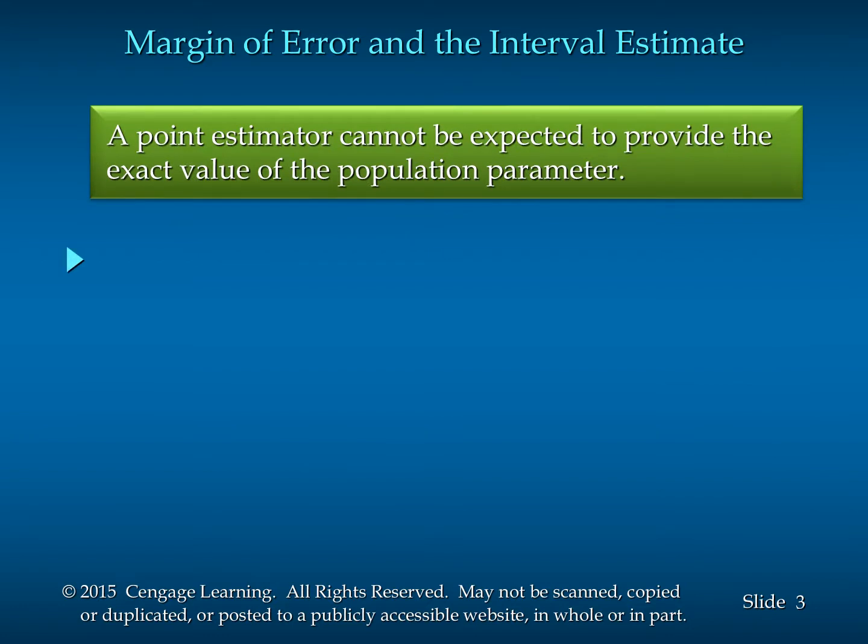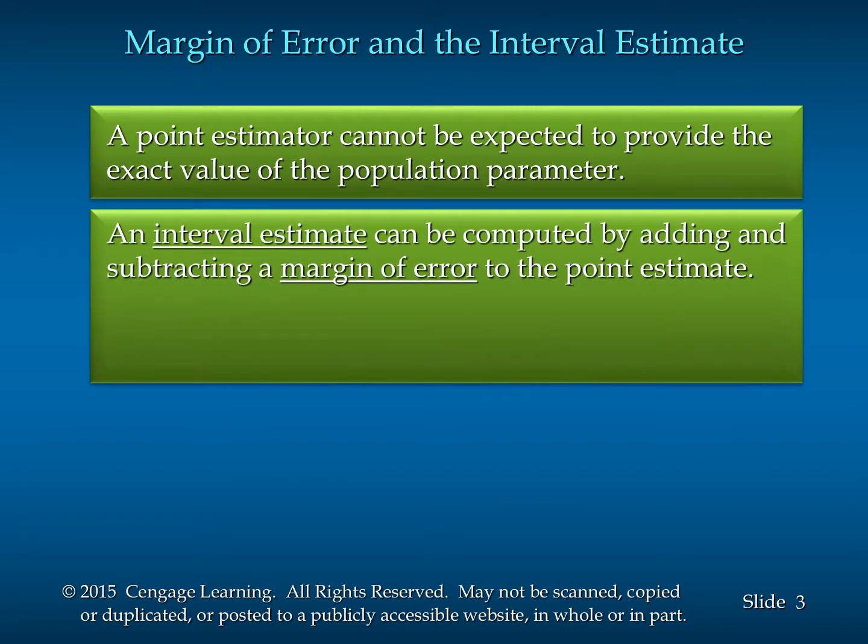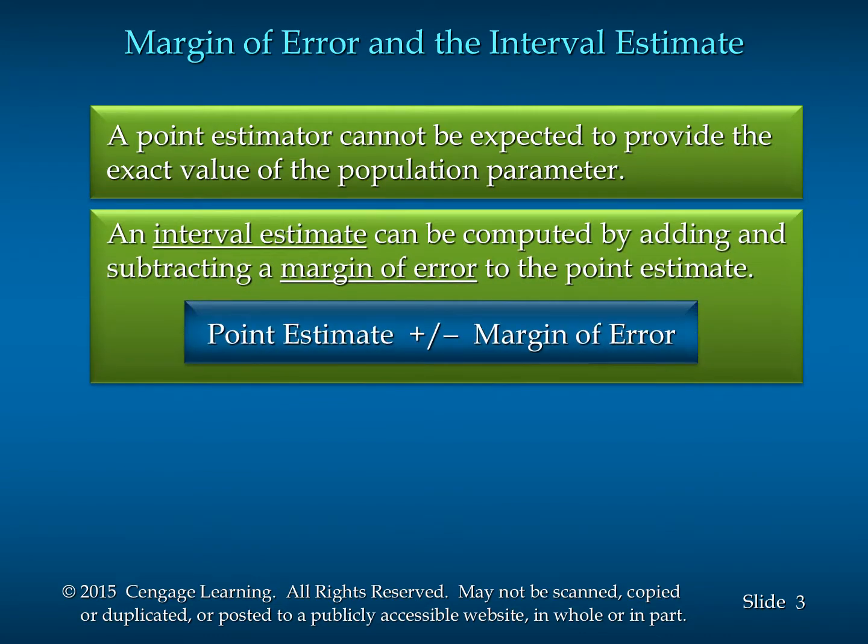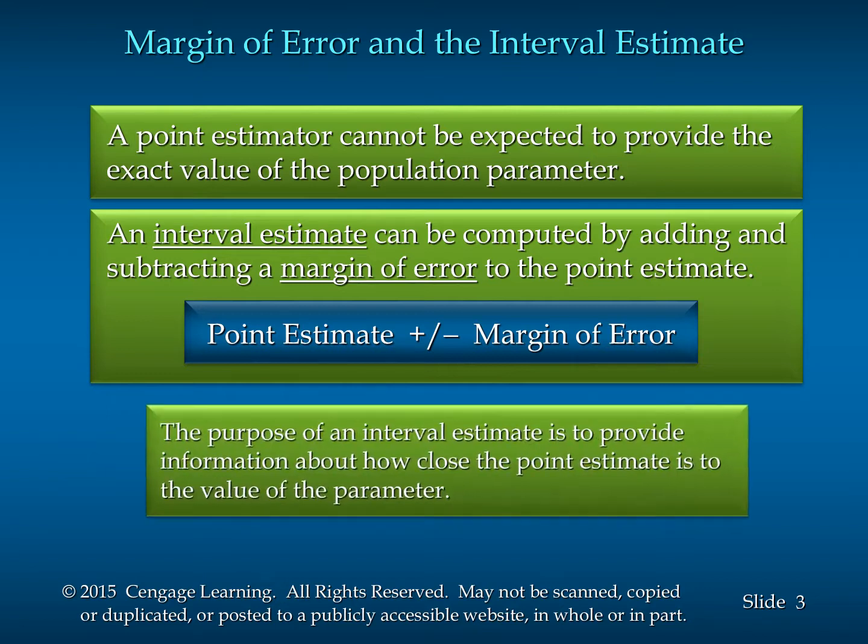Remember, the basis of sampling. A point estimator of a sample cannot be expected to provide the exact value of the population parameter, but we can develop an interval estimate around that sample statistic by calculating a margin of error around the point estimate. We can then provide information with some level of confidence about how close that point estimate is to the population parameter.